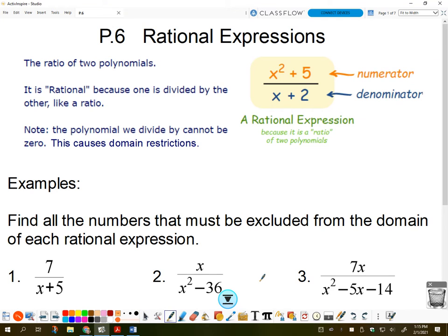Okay, so we are going to start with rational expressions today. A rational expression is just a ratio of two polynomials, meaning it's a fraction with x's in the top and the bottom. What's important for us to start with on these first few is to remember that you cannot divide by 0. So you have to make sure that the denominator is not equal to 0.